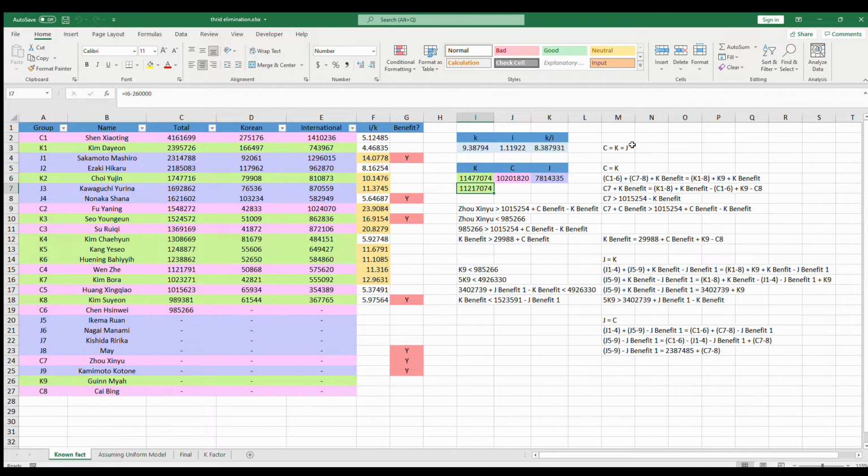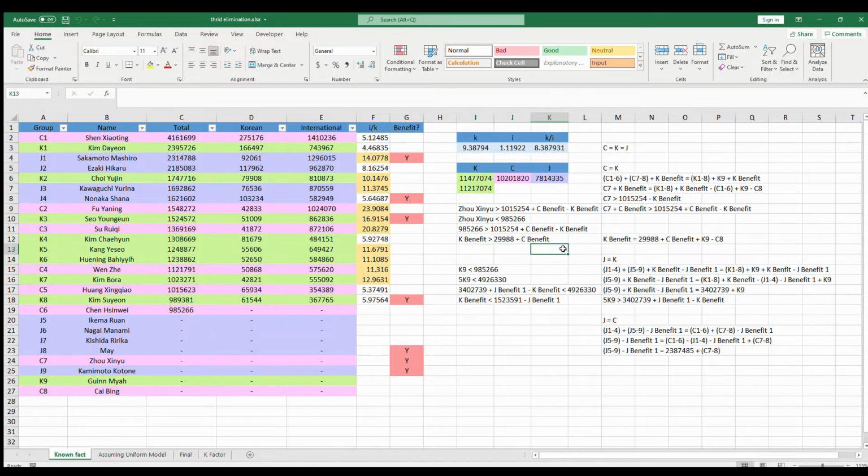Let K, C, J be the votes before any benefit, so these three constants should be the same, according to the voting system. So equating C equal to K and arranging the terms, we have this inequality, because we know that K9 is greater than C8. As Joe Seniors is eliminated, this inequality only makes sense if the size of K benefit is so big.